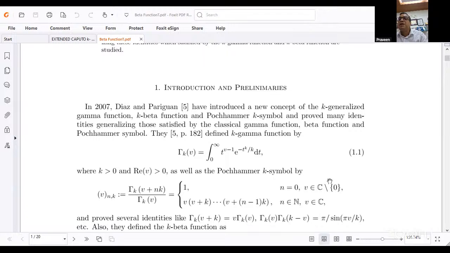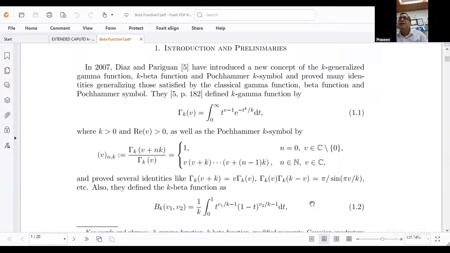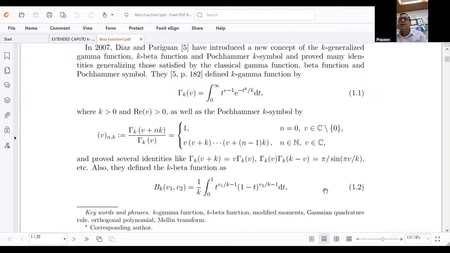defined by equation 1.1, where k is greater than 0 and the real part of nu is greater than 0, as well as the Pochhammer k symbol, which is given by gamma k of nu plus nk upon gamma k of nu, which is 1 when n equals 0 and nu belongs to the given set as per the condition, and nu times nu plus k up to nu plus n minus 1 k when n belongs to the natural numbers and nu belongs to the complex numbers, and provides several identities like gamma k of nu plus k equals nu gamma k of nu, and gamma k of nu gamma k of k minus nu equals pi upon sine of pi nu by k.